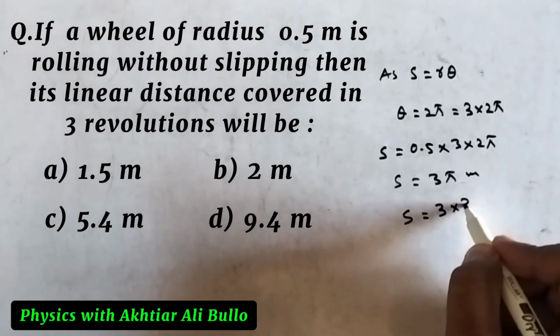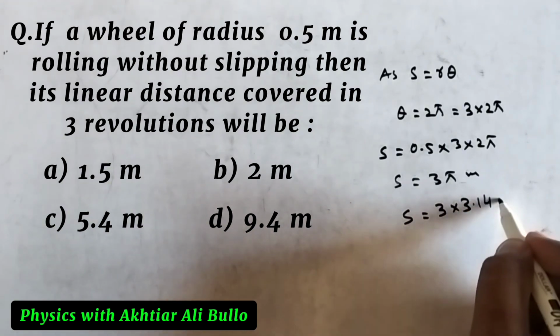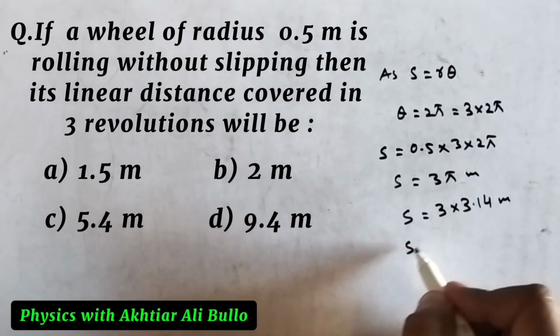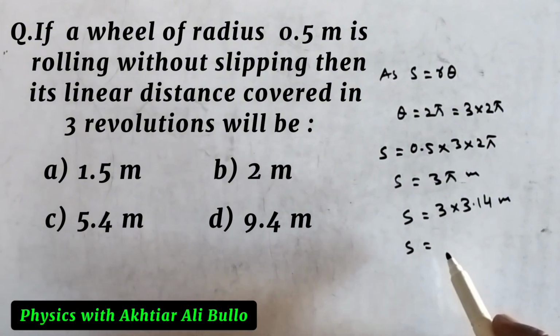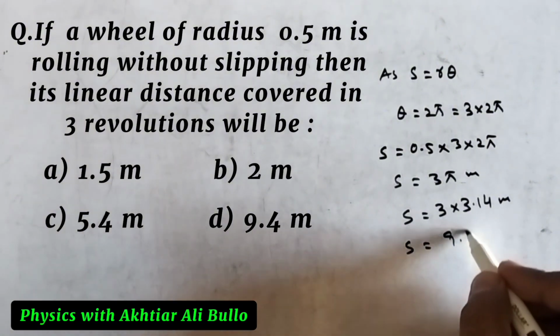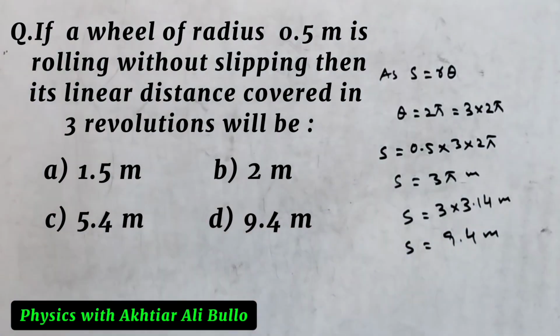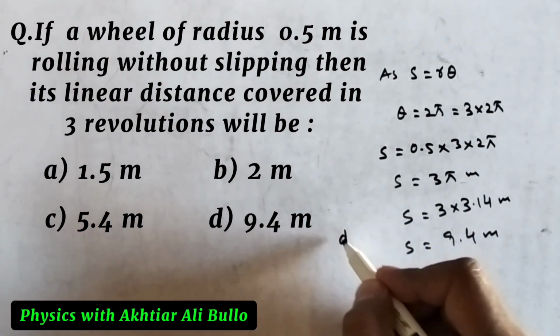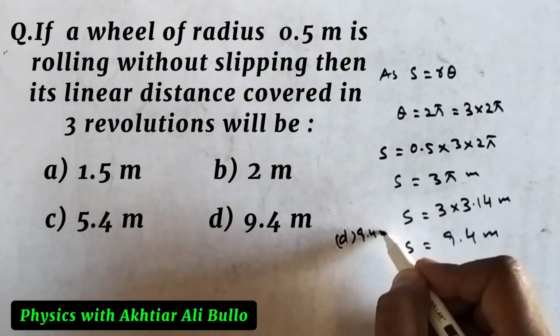3 into 3.14 meter. So final distance will be obtained as 9.4 meter. So the correct option will be D, 9.4 meter.